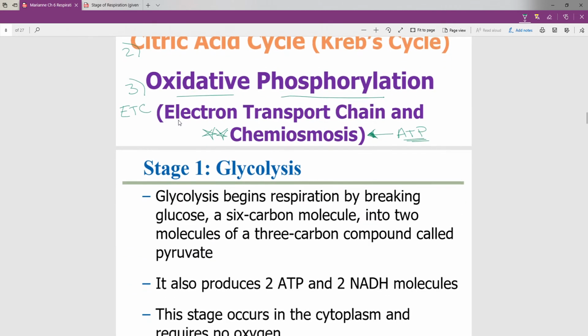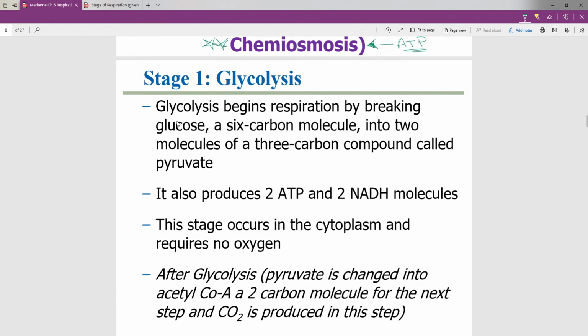So let's kick this off and start with glycolysis. Glycolysis is the first stage of cellular respiration. It's going to happen in the cytoplasm of the cell. We've talked about the mitochondria being the energy producer, the powerhouse, the mighty mitochondria. But glycolysis actually happens in the cytoplasm. And glycolysis can happen without oxygen, so it can happen when there is no oxygen present.